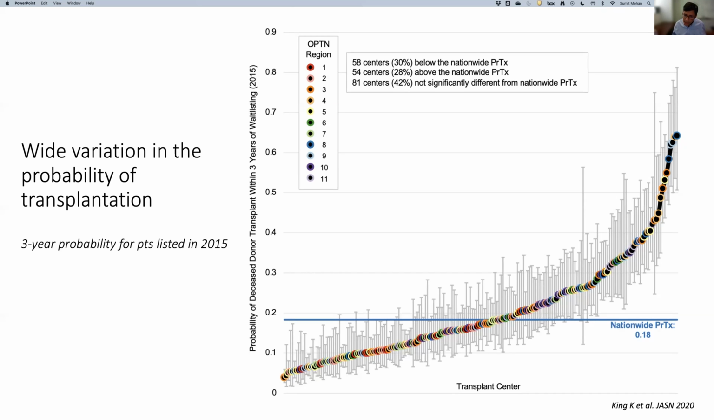That sort of variation does not exist in any other part of medicine, either in terms of access to care or outcomes. That should be an unacceptable variation. And if you look at it, each color here represents a different OPTN region. And as you can see, there is no OPTN region that owns any one part of this. It's completely mixed and completely heterogeneous, meaning it's not where you live that is driving this. It's what your transplant center is choosing to do. So while we look at a large amount of geographic variation in access to transplantation, probability of transplantation, that's probably not a function of where you live. It's a function of what your transplant center chooses to do.